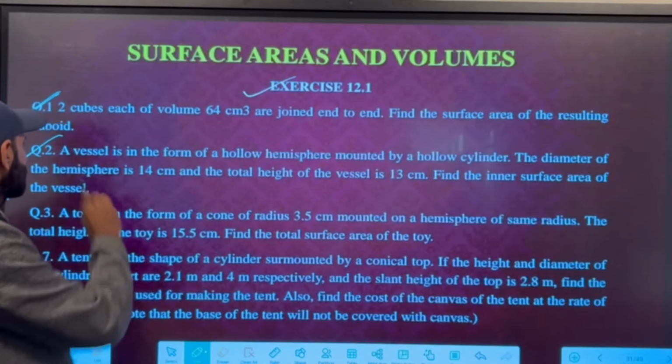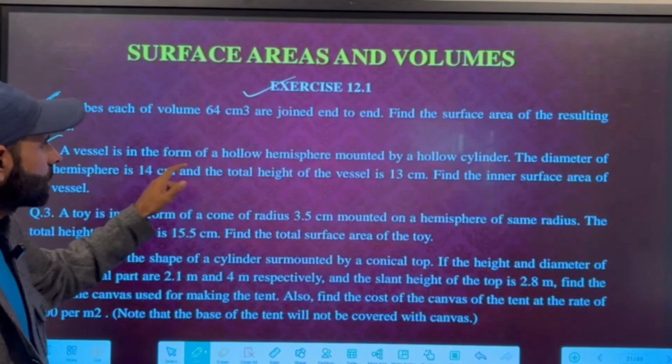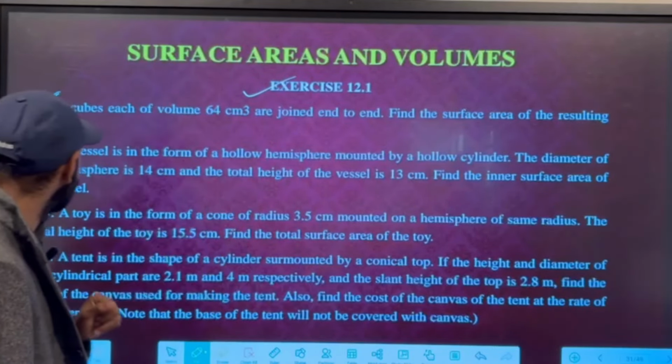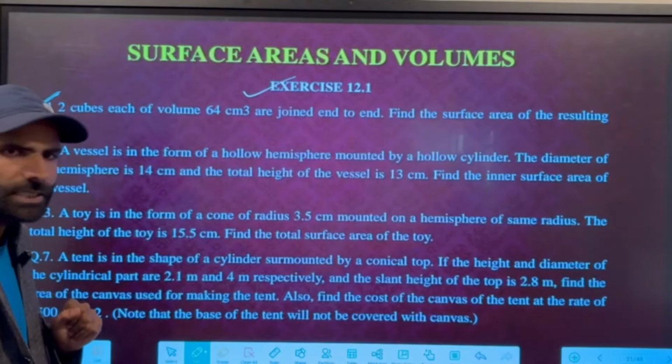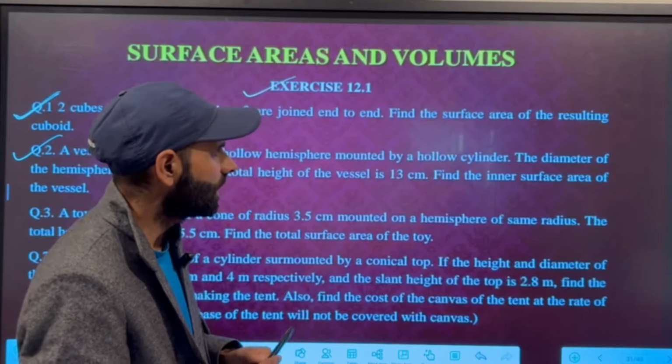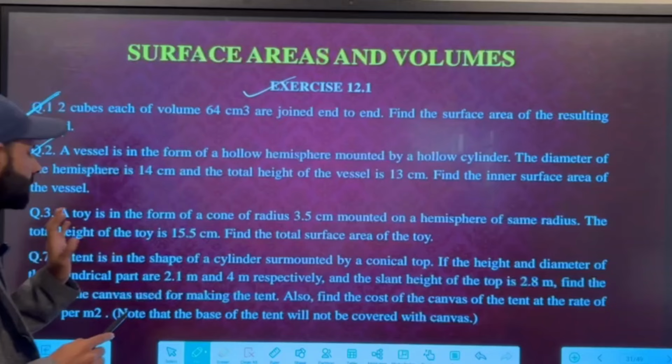Question number 2 is also important. A vessel is in the form of hollow hemisphere mounted by a hollow cylinder. The diameter of the hemisphere is 14 centimeter and the total height of the vessel is 13 centimeter. Find the inner surface area of the vessel.